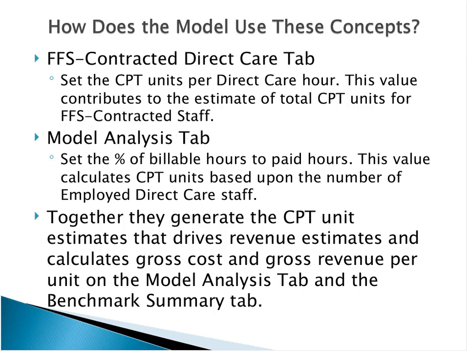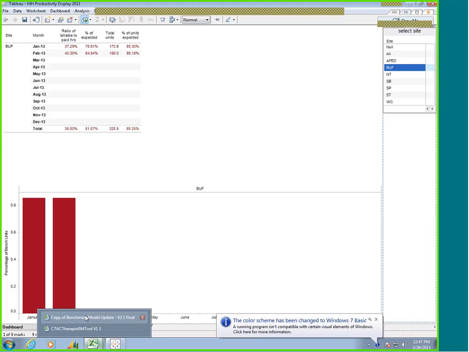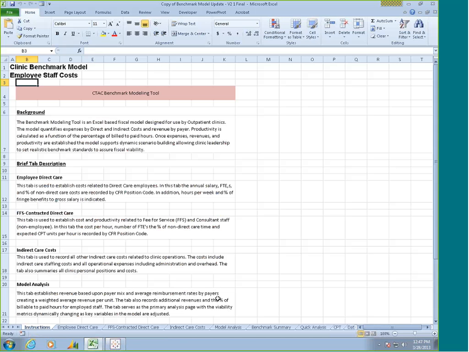So let's take a second to jump over to that model, and we'll take a quick look at how that gets set up. All right, you get the benchmarking model.